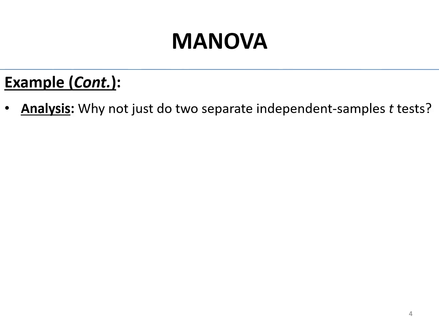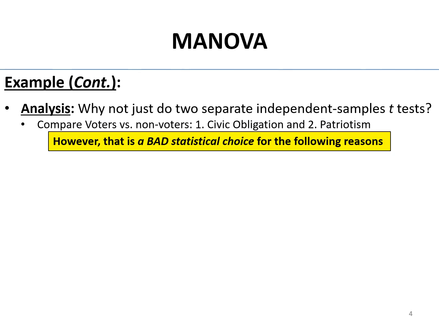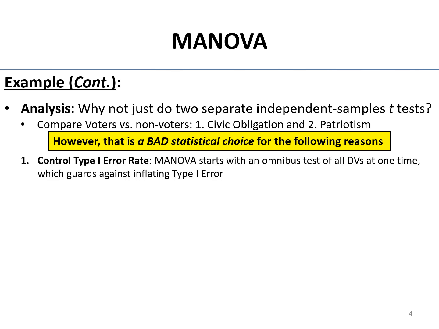So why don't we just do some separate independent samples t-tests between those who voted and didn't vote? We can compare voters and non-voters on civic obligation. Then we can do a second one where we compare them on patriotism. Having been in this class, you probably know there's a reason. It's a bad statistical choice for the following reasons.